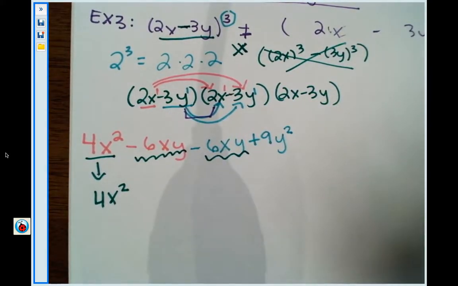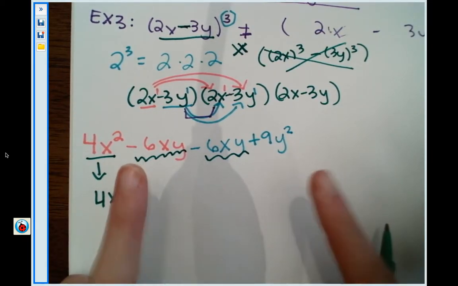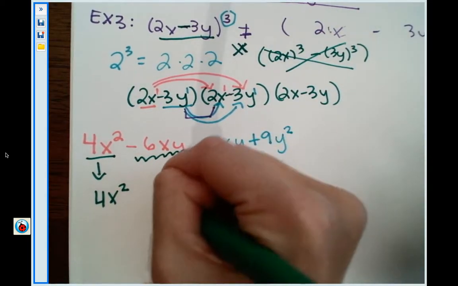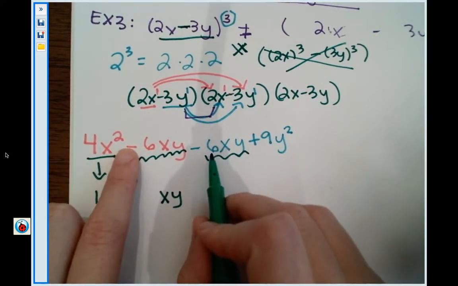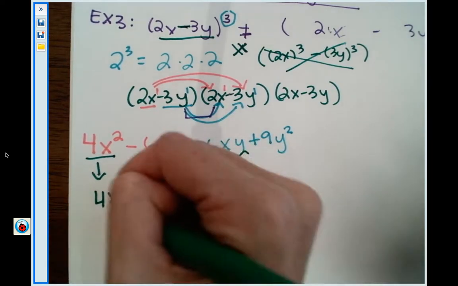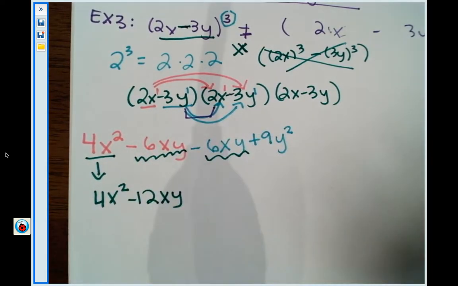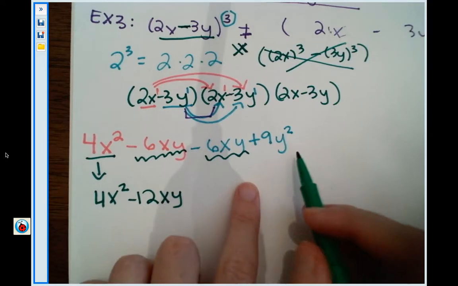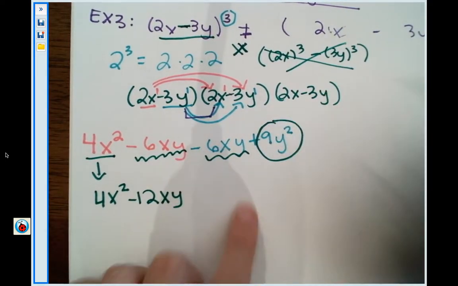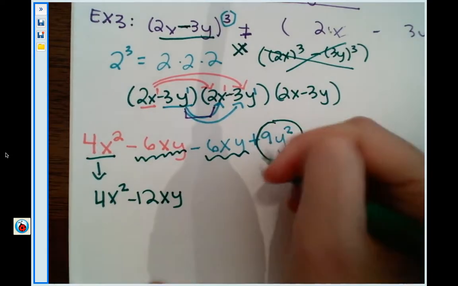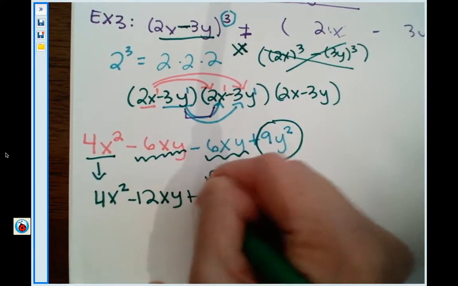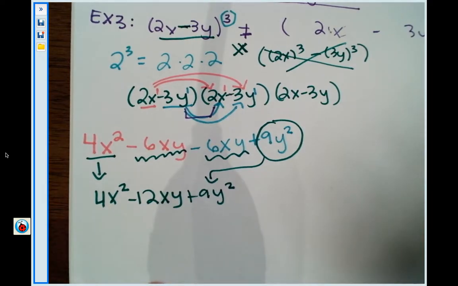Okay, so remember, when you combine like terms, leave the variables alone. Don't touch them. So I'm going to write xy down before I try to touch them. But I am going to combine these two. So negative 6 minus 6 more is negative 12xy. And lastly, my 9y squared. Well, I don't have anything to combine to this. So I'm just going to bring it on down. Plus 9y squared. Okay, so I've combined my like terms.